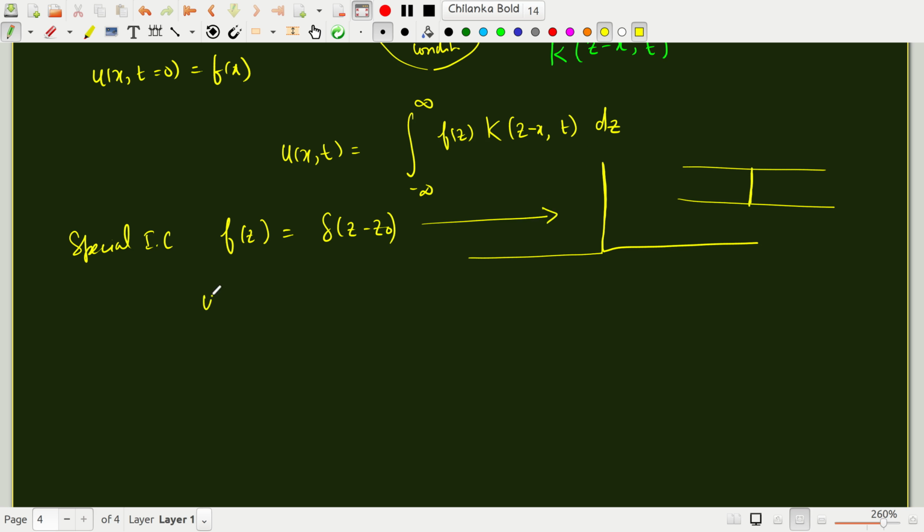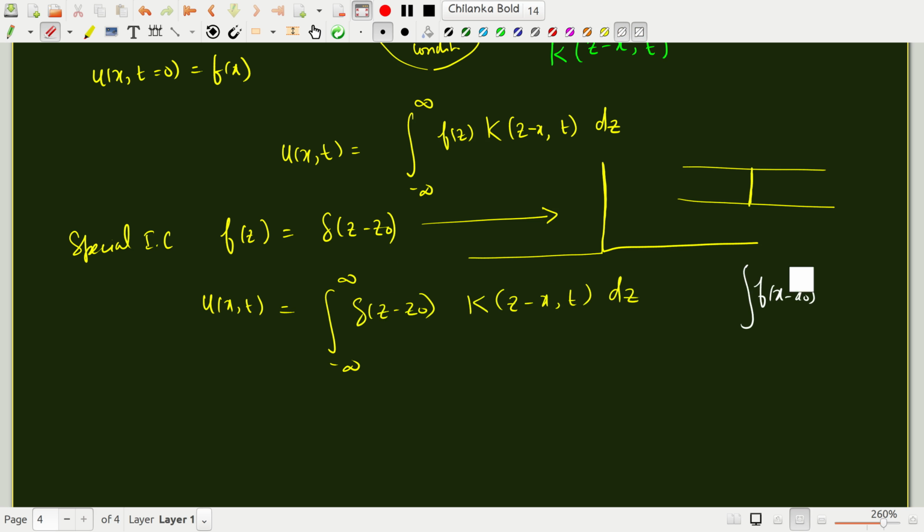Okay, so what is u of x, t? The integral from minus infinity to infinity, instead of f of z, I am going to put delta of z minus z naught, times k of z minus x, t, dz. Now the property of the delta function is that the integral of delta of x minus x naught times f of x dx over the entire domain is f of x naught. Likewise, that is the nature of the delta function.